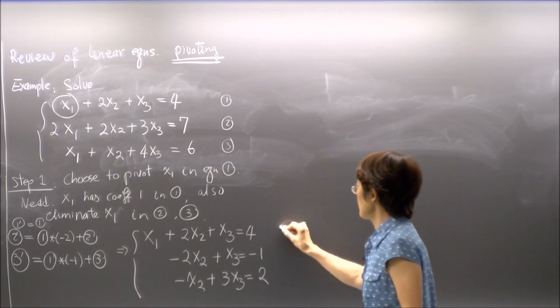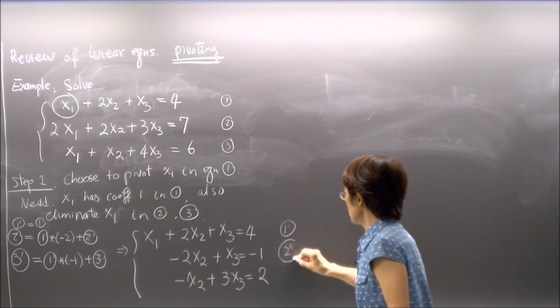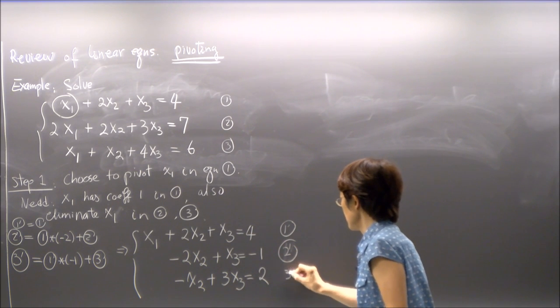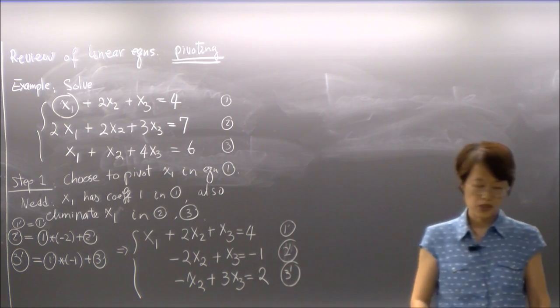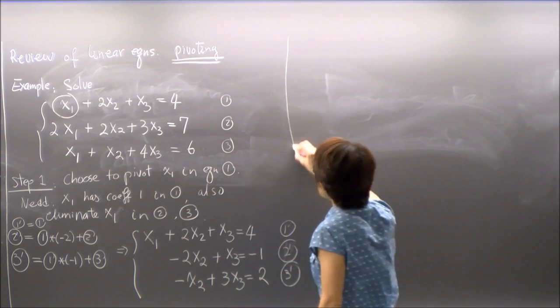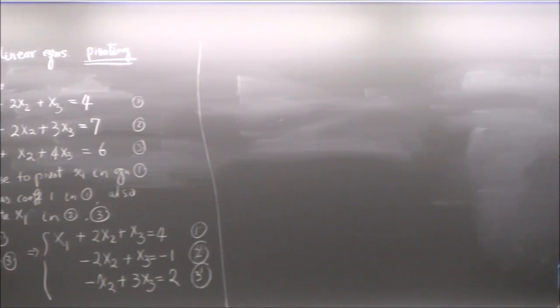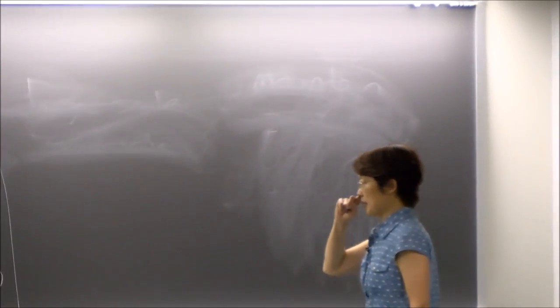This is equation 1 prime. And equation 2 prime, and 3 prime after step 1. I get a new system. Are we okay? So we finished the pivoting for x1. Okay, now we need to choose between x2 and x3.